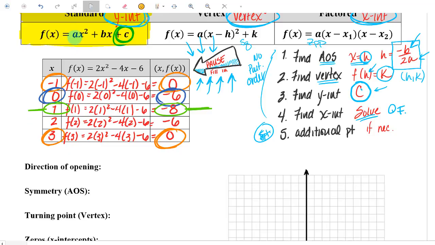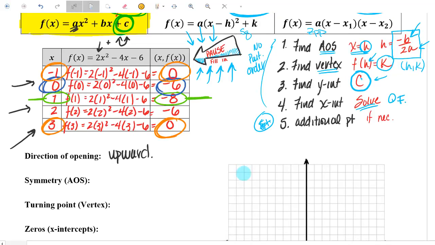That's pretty easy. We're going to use that a value. In this case, our a value is 2, which means it's positive, so it's going to open upward. So let's go ahead and write that in. Again, it's a nice thing that if you identify that a value, even if you are going to do a table, you know which way it's going to open, because it's nice to have a general idea of what this is going to look like right off the bat. So that should be the first thing you look for.